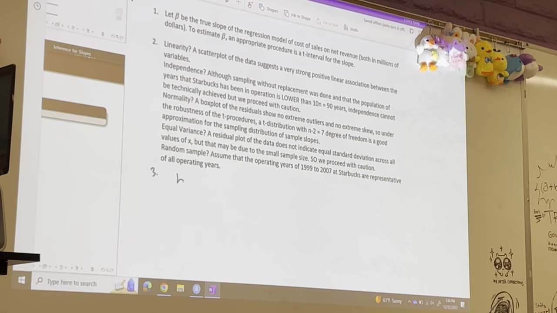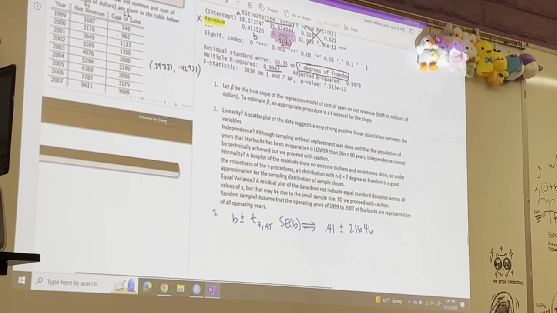So calculations: B plus and minus the T statistic with 7 degrees of freedom and 95% confidence, and the standard error of B. If I plug in the values from my calculator, B was what, 0.41 something. I forgot what it was off the top of my head. The T statistic, or the critical value, with 7 degrees of freedom, in this case, is 2.3646, and then the standard error of B is coming from the output that's highlighted in pink up there. That's going to be 0.006677. So I'm just going to color code it so you guys know where I found that.